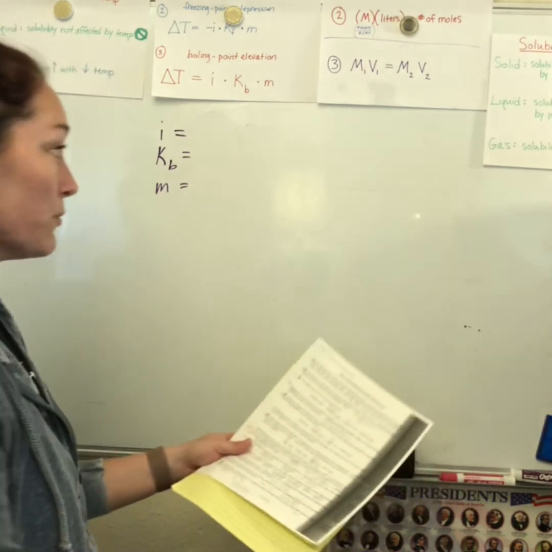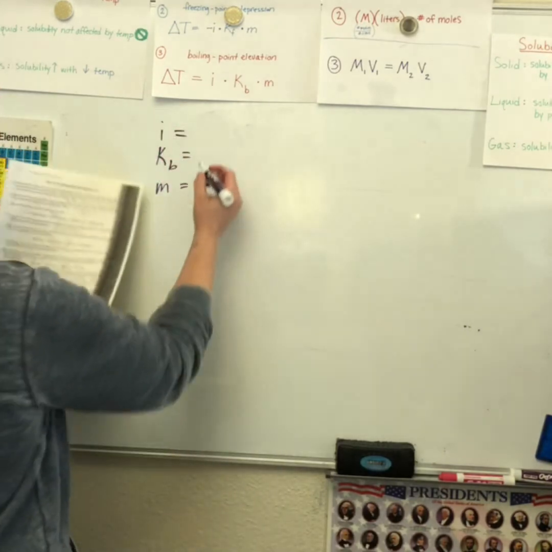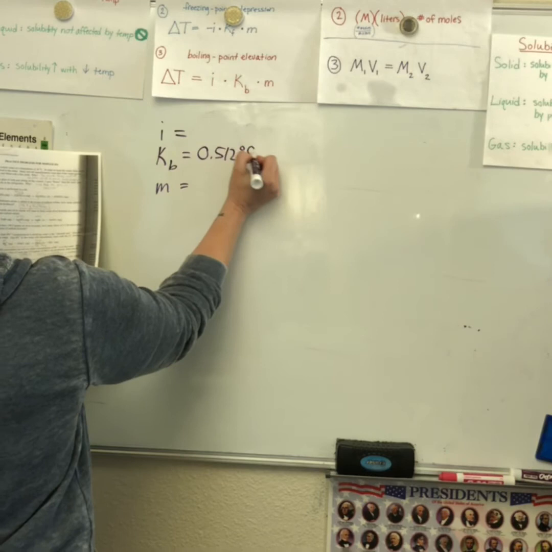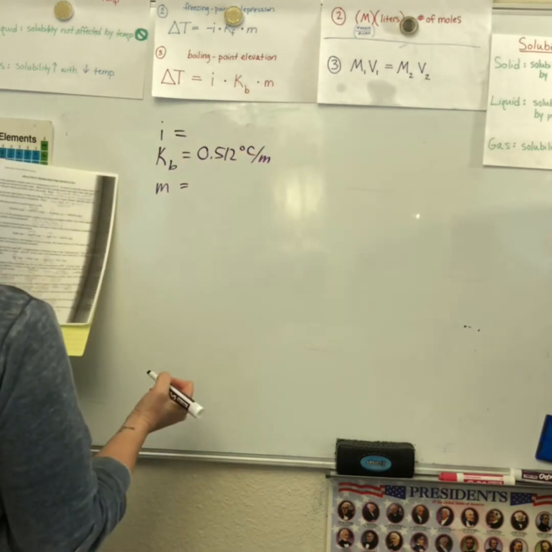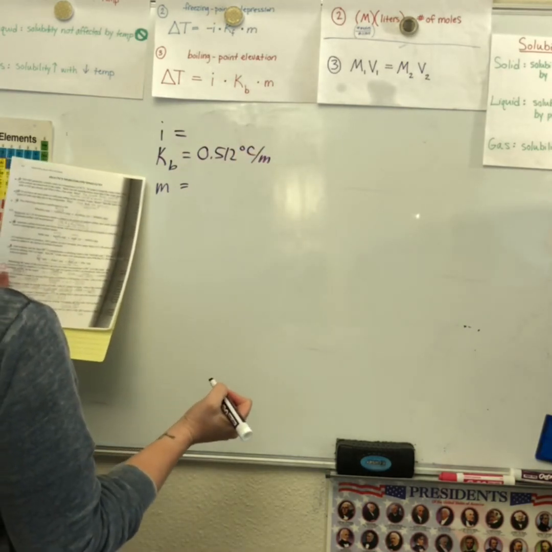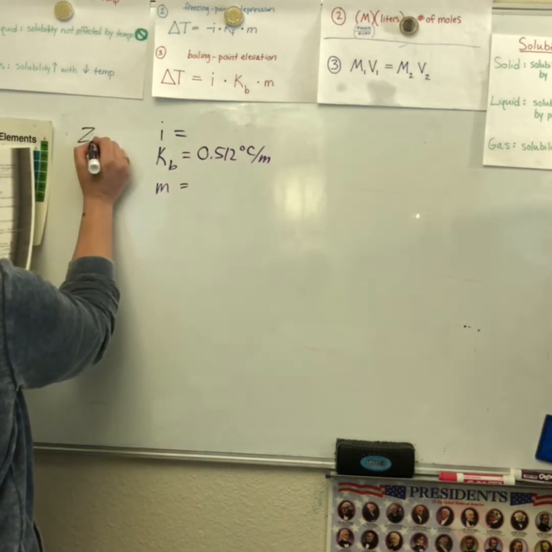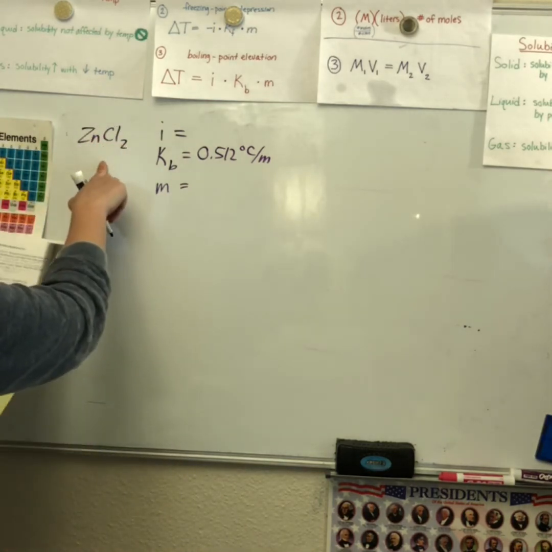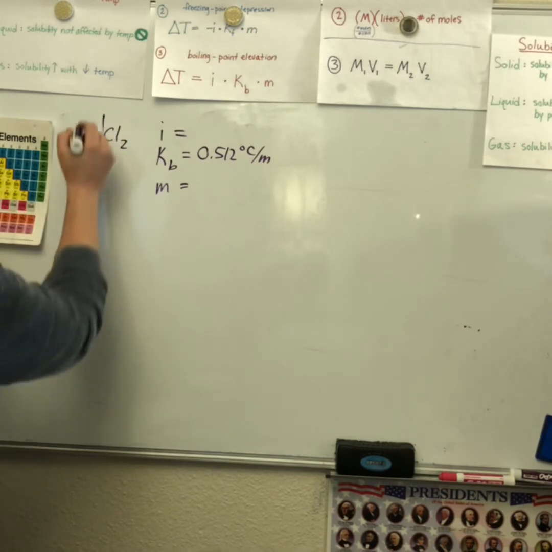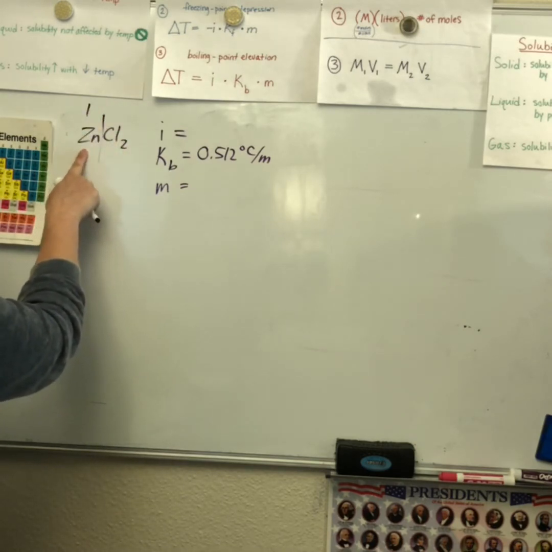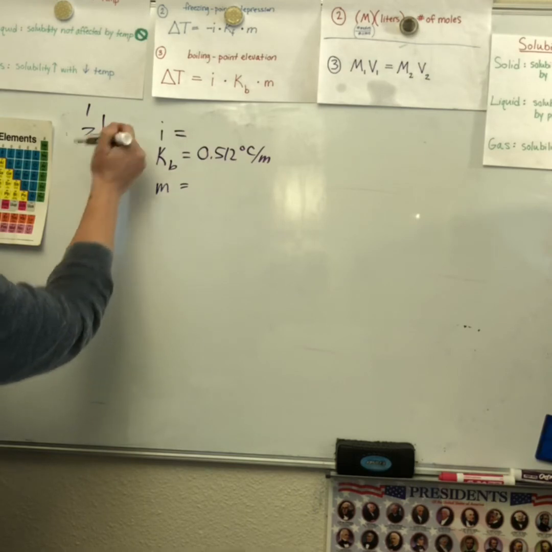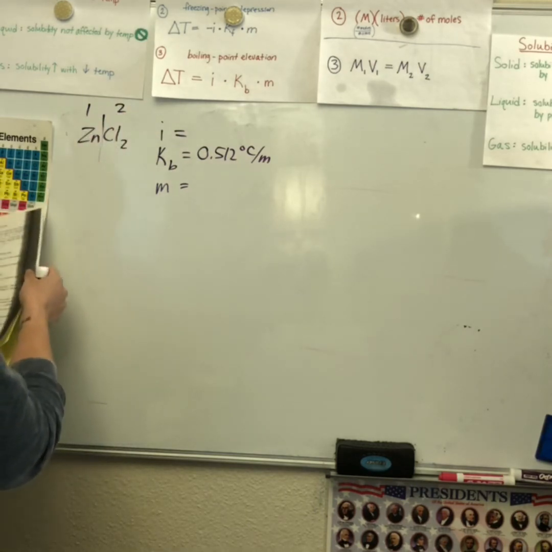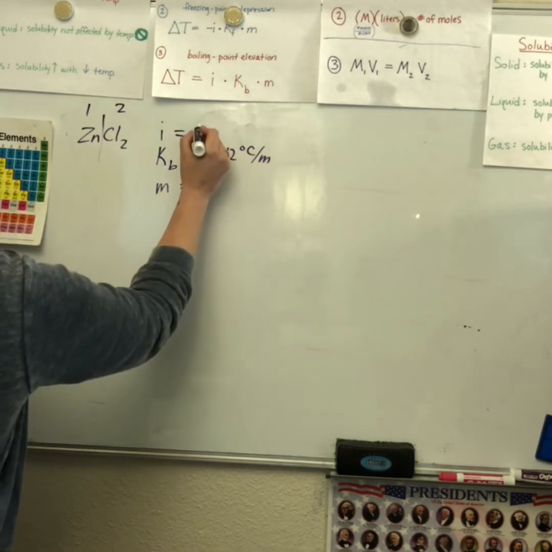Okay, so we're going to do the same thing. Start by plugging everything in. They gave me this one. It is 0.512 degrees Celsius per molality, and I need to find my i. Let's see, I have ZnCl2. So this is ionic. So I'm going to go ahead and separate it. I've got one zinc ion, and chlorine, there's 2 of them. So that's a total altogether of 3. So my i is 3.